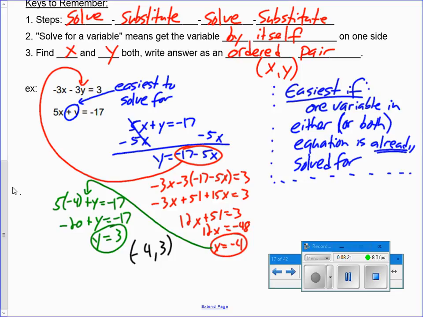So if you get to a problem on your test or on a worksheet, and you see that you have one variable already solved for, it'll be easiest to use substitution there. It'll be the quickest method. If you got one variable already solved for, it's like the first step is already done for you.